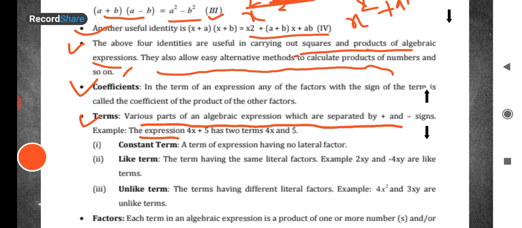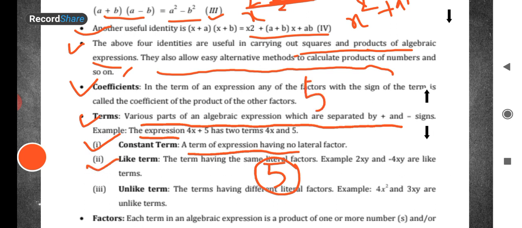Now constant term: a term of an expression having no literal factor. No literal factor means there will not be any literal factor. Suppose I write 5. Now 5 is a constant term because there is no other literal factor, only 5 is there, isn't it? So this is called a constant term.